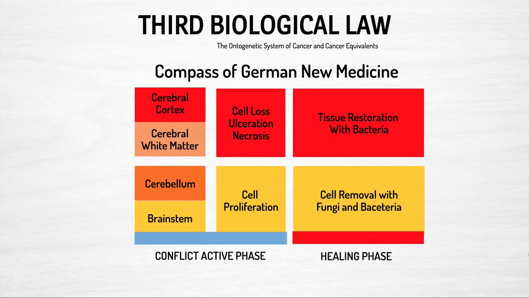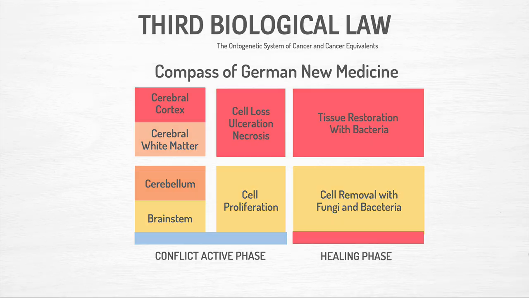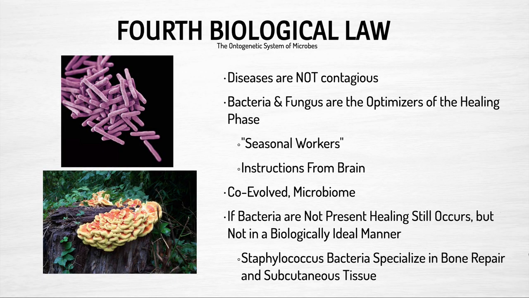So now we just want to finish up the presentation by covering the rest of the biological laws. So the third biological law, this is the compass of German New Medicine. And so this just shows which areas of the certain tissues, what they do during conflict activity. So today, again, we were talking about cerebral white matter. And so this is a newer portion of the brain. And so it responds during conflict activity with cell loss, ulceration, or necrosis. And during the healing phase, there is tissue restoration with bacteria. Now, bacteria, that's part of the fourth biological law.